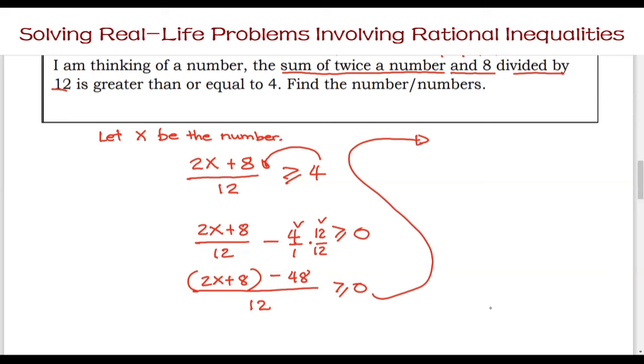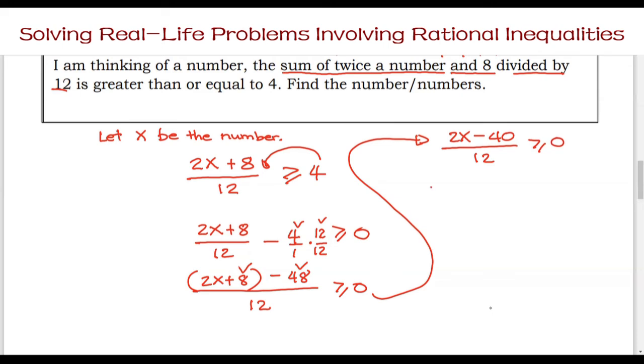Okay, so let's simplify. You are going to have 2x. What is 8 minus 48? Negative 40. Okay, all over 12. This should be greater than or equal to 0. Okay, what are the critical numbers?